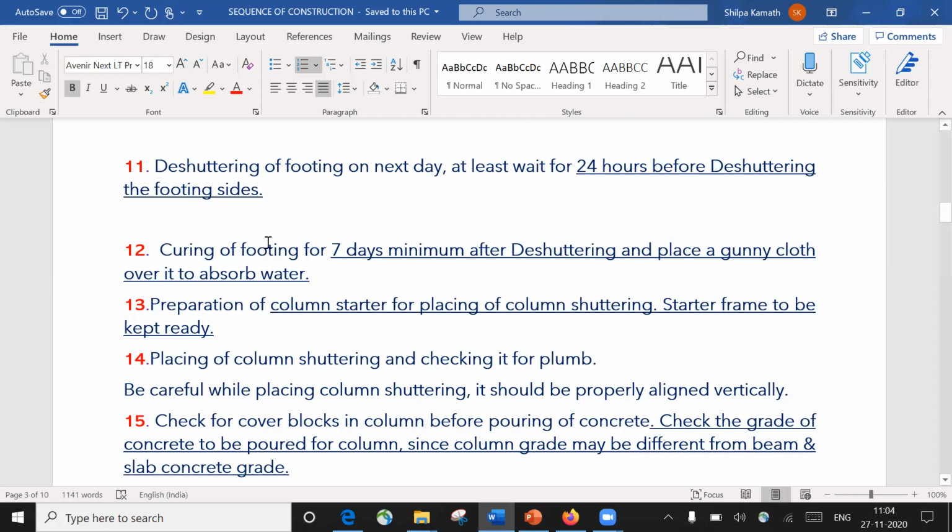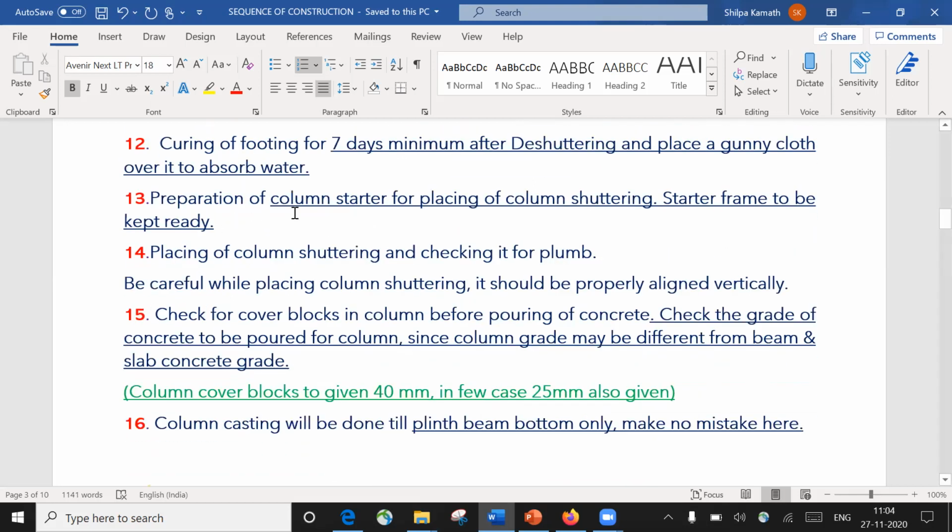So once the curing is done, next what we have to do? Next is preparation of the column starter; the starter frame for placing column shuttering is to be kept ready, right? So once you're done with the footing, the next is you have to raise the column. You are in the footing now. From there, you have to come up to the ground level. Up to the ground level, we have to do the casting of a column. For casting of a column, first we have to do the column starter.